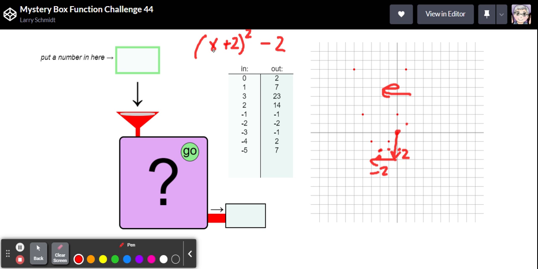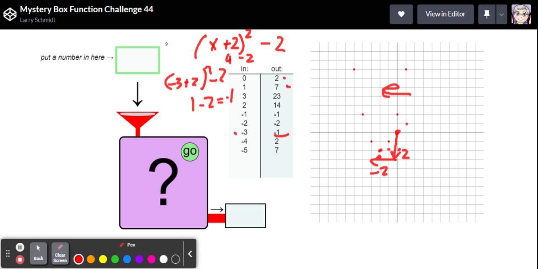So if I put in 0, I get 0 plus 2 would be 2, 2 squared would be 4, and 4 minus 2 would be 2. That checks out. If I put in 1, I get 1 plus 2 is 3, 3 squared is 9, and 9 minus 2 is 7. Ooh, that's looking good. Let's try a negative value. Let's try the -3. So that would be -3 plus 2 squared minus 2. -3 plus 2 is -1, and then -1 squared is +1, and then minus 2 is -1. A lot of negative signs to keep track of in that one. And yeah, that's what we get.